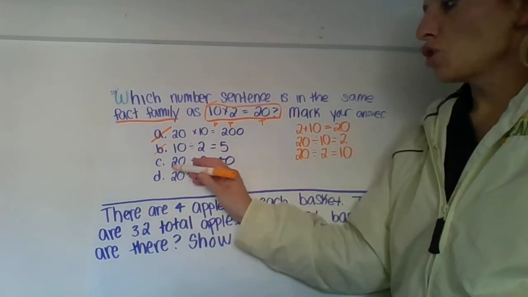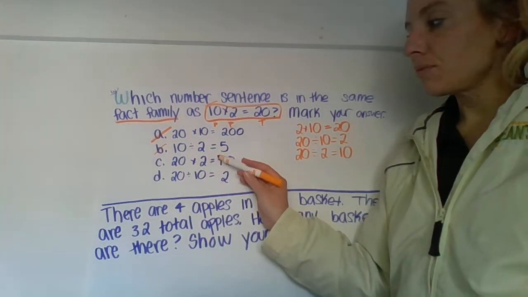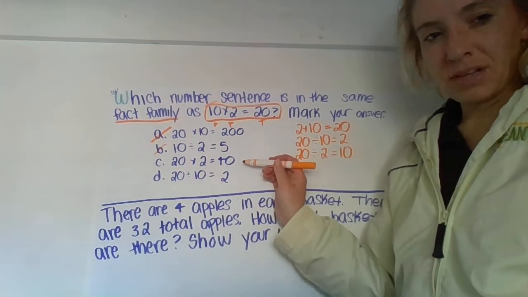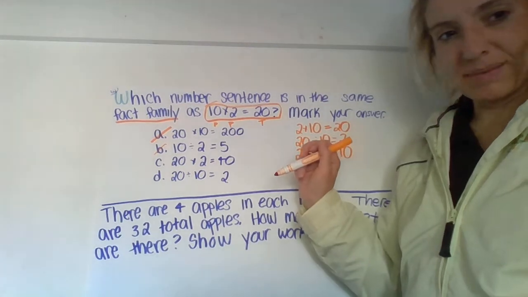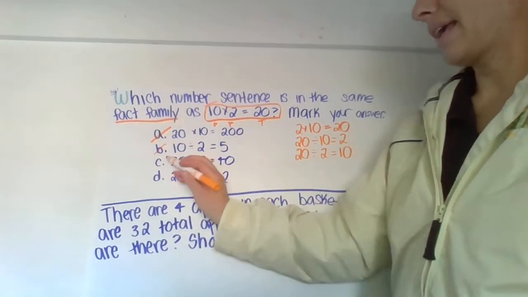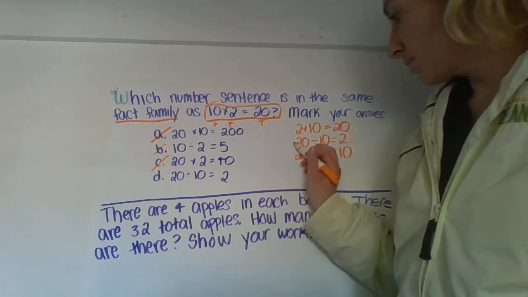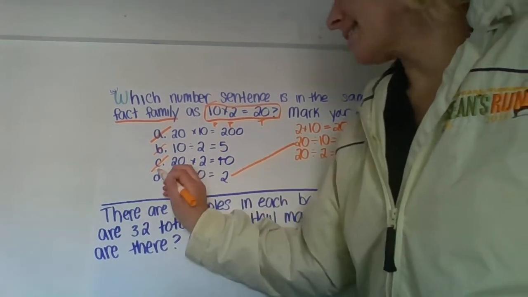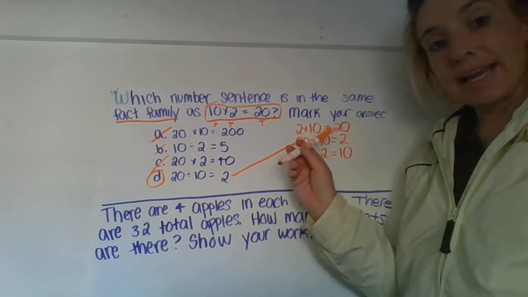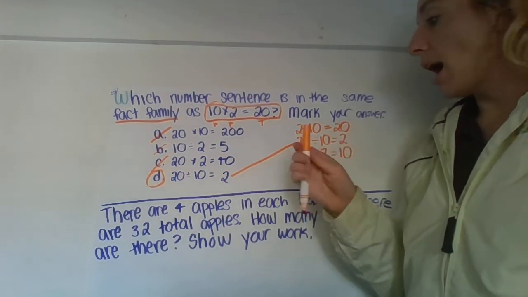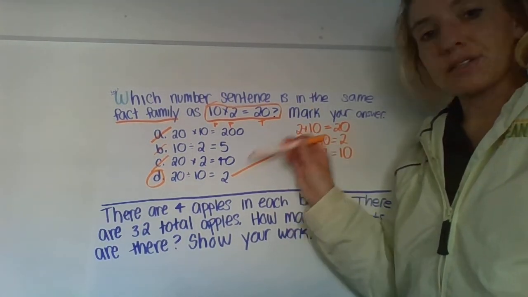20 times 2 equals 40. Was 40 mentioned in our original problem? No. So that can't be right. 20 divided by 10 equals 2. Oh, yep. I see that I have also found that when I did fact families. And so I know immediately that that is the right answer.